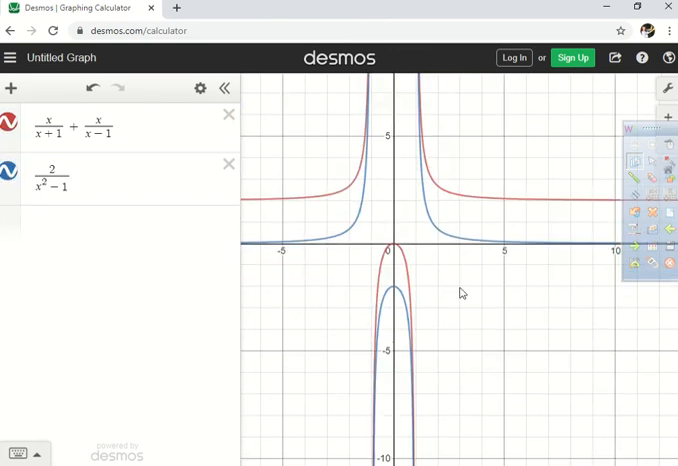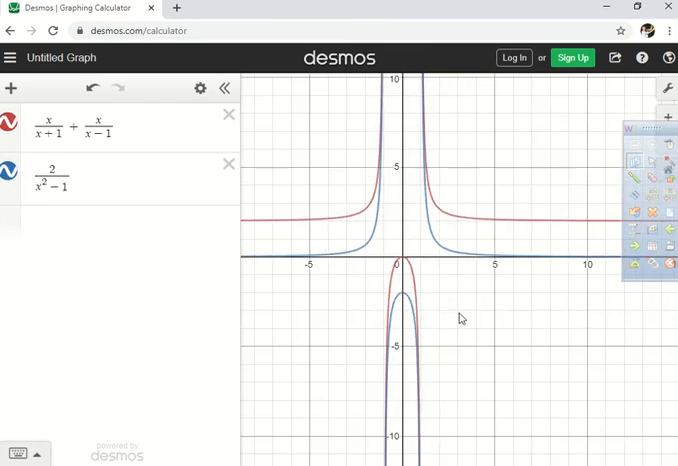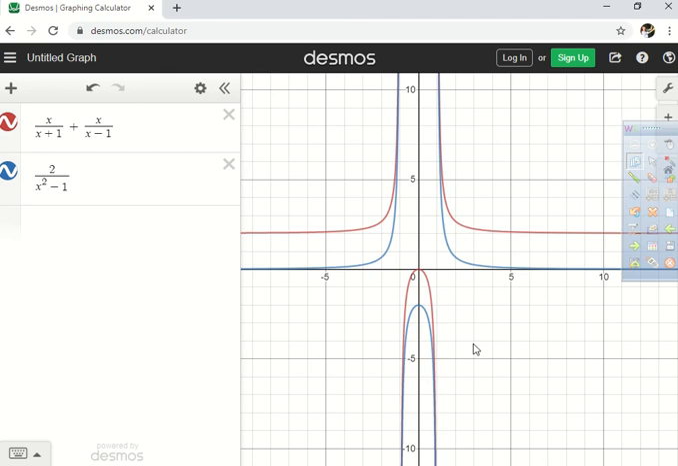So what's going to happen is these two graphs are never going to intersect. And why would these two graphs not intersect?